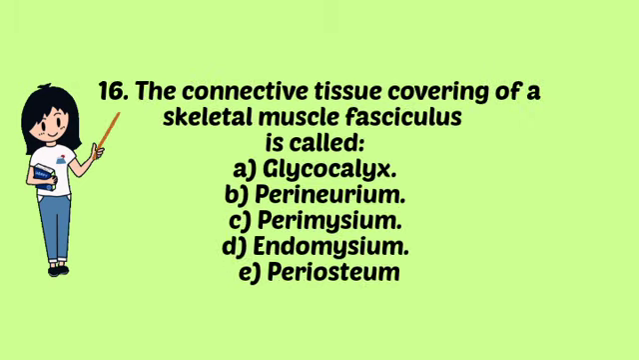16. The connective tissue covering of a skeletal muscle fasciculus is called: A. Glycocalyx. B. Perineurium. C. Perimysium. D. Endomysium. E. Periosteum. Option C is correct, perimysium.